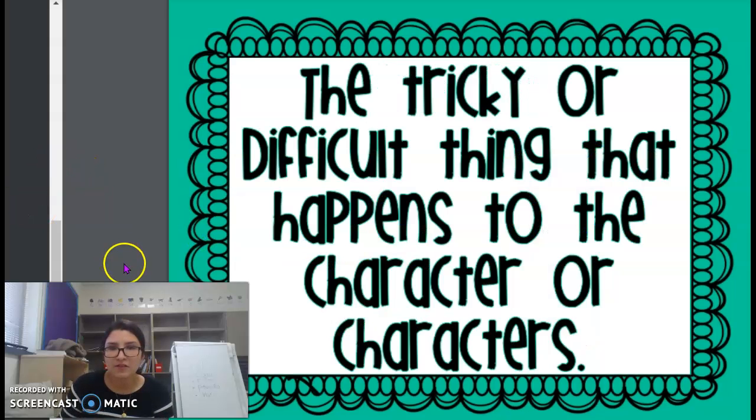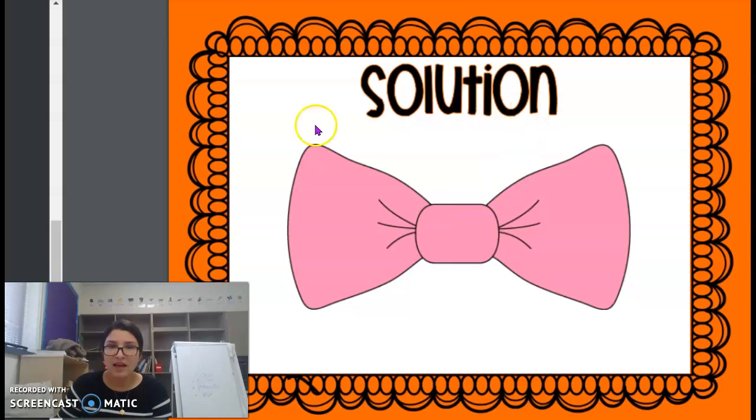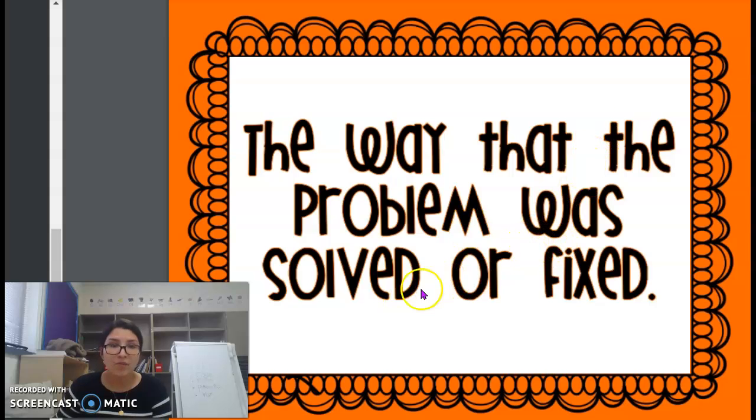So the tricky or difficult thing that happens to the character or characters. So the fox wants to eat the gingerbread man, right? So he tricks him. How is this problem resolved, right? The solution or resolution, they mean the same thing, solution, resolution, is the way the problem was solved or fixed.